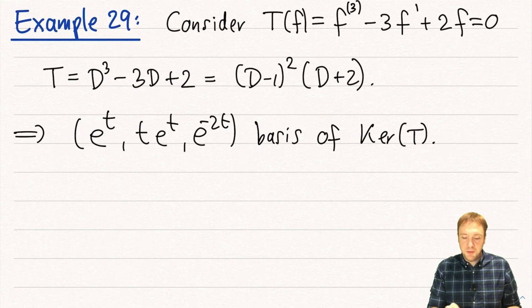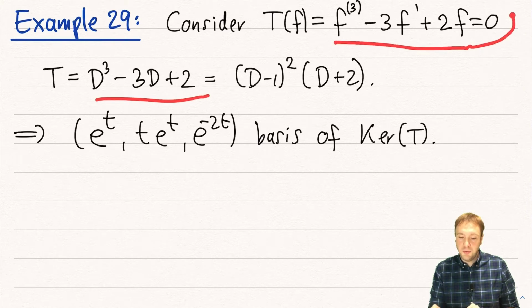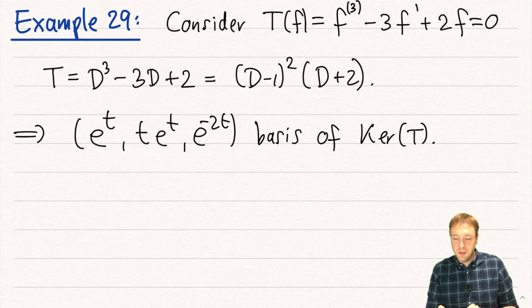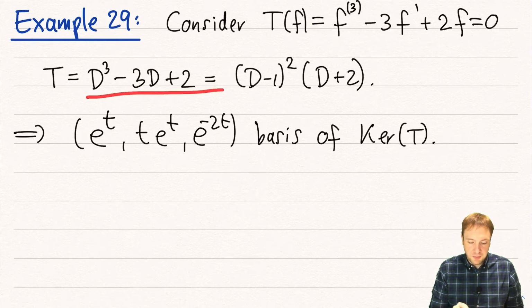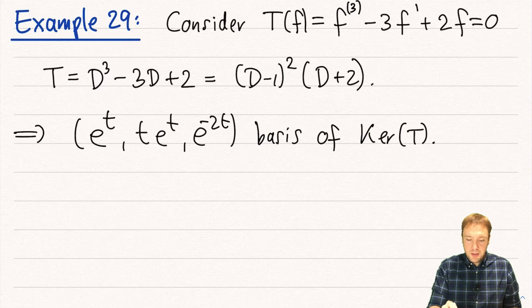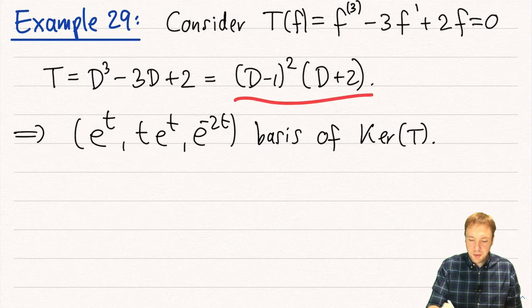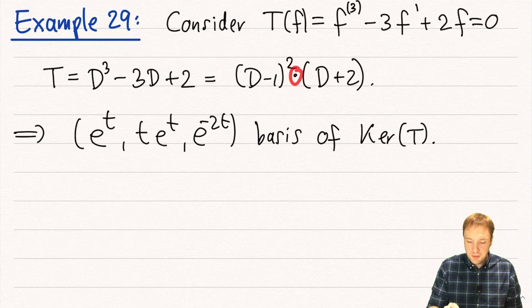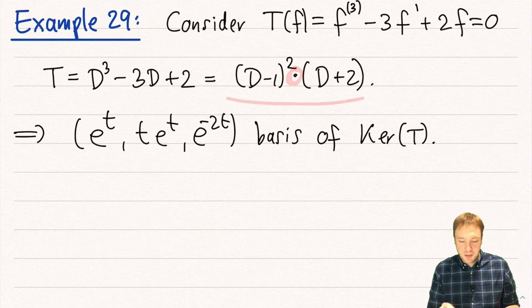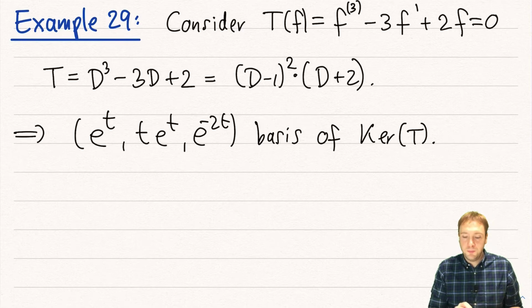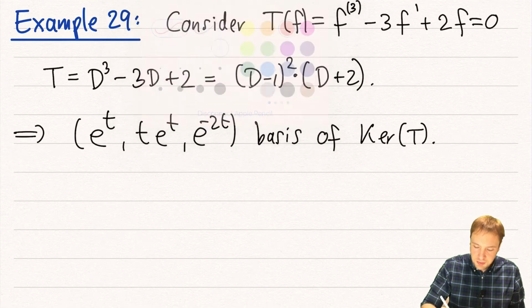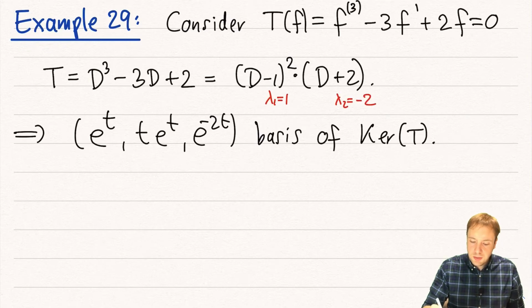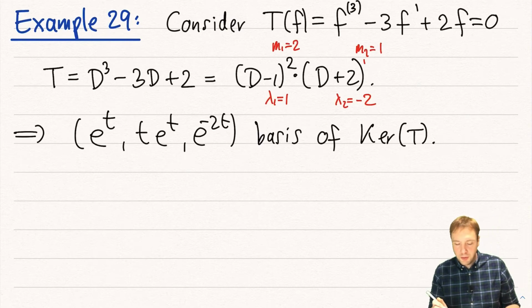So, for example, if we have the differential operator given by this, we ask for the solutions of this homogeneous differential equation. So t is d cubed minus 3 times d plus 2. And this can be factored like this. Here, I don't always write it, but this is not the multiplication, this is the concatenation of functions. And then by this theorem, what are the lambdas here? Lambda 1 is 1, and lambda 2 is minus 2, and m1 is 2, and m2 is 1, because we have a 1 here.